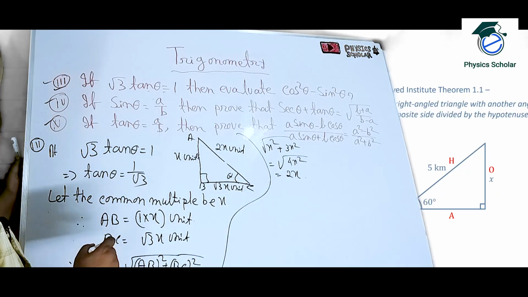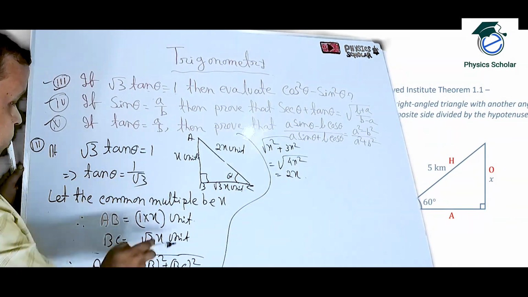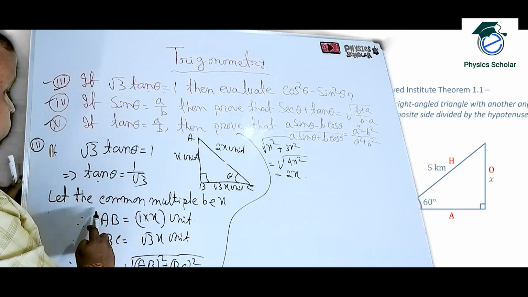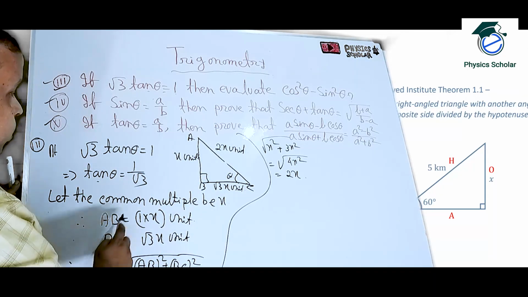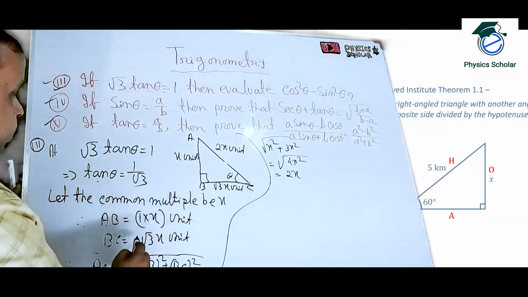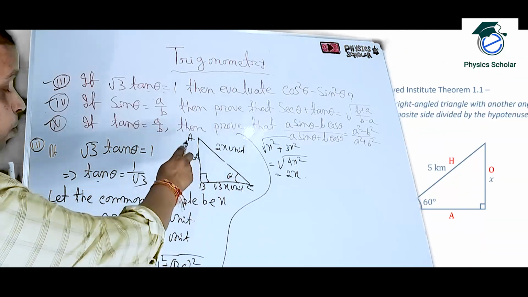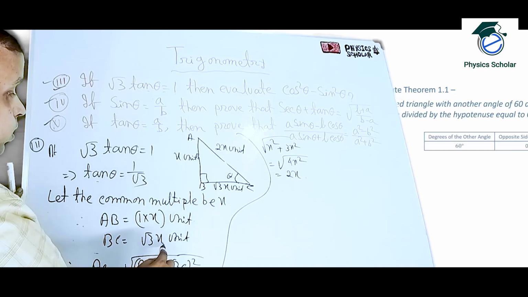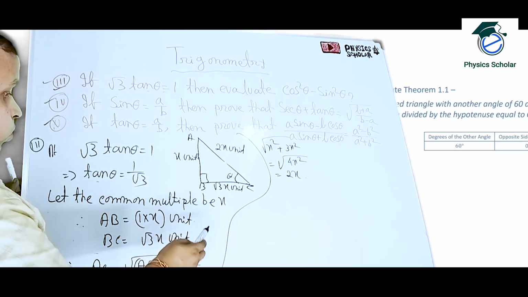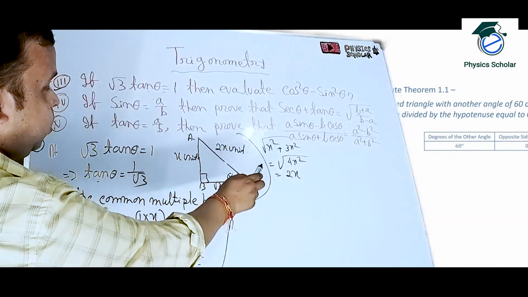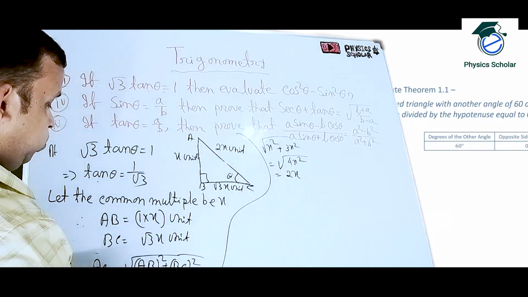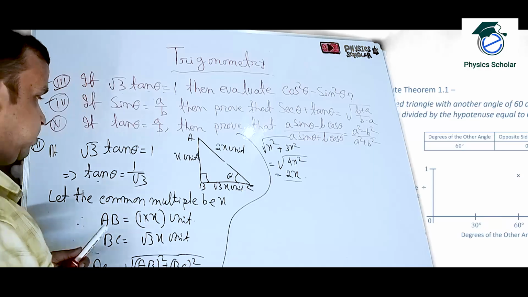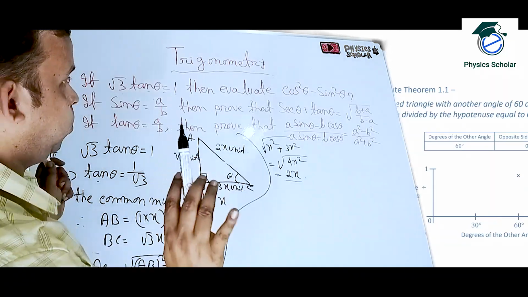So see, if you cannot see this properly, root 3 tan theta is equal to 1, so tan theta is equal to 1 by root 3, so let the common multiple be x. So the perpendicular will be x unit and the base will be root 3 into x unit. So hypotenuse will be root over perpendicular square plus base square by using the Pythagoras theorem. So we are finding the value of hypotenuse is twice x. So now we have all the things.